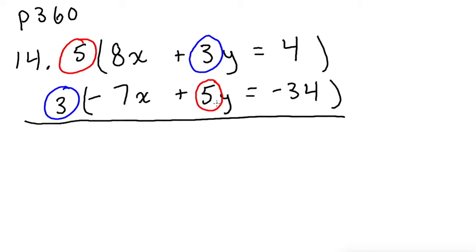So 3 times 5 will be the same number as 5 times 3. So these will both be 15, but the thing is, if I multiply this 5 times 3, I'll get a positive 15.